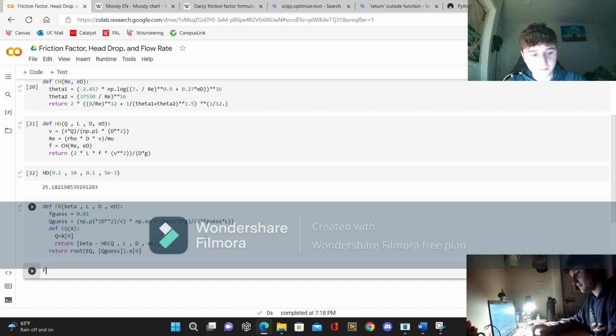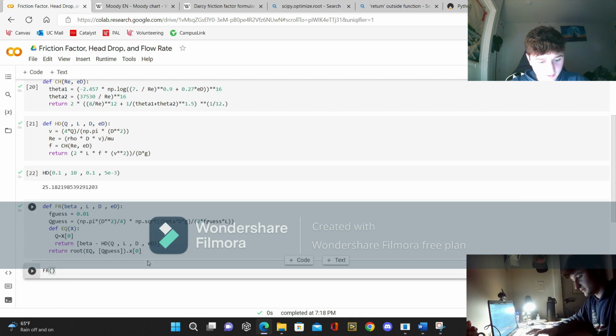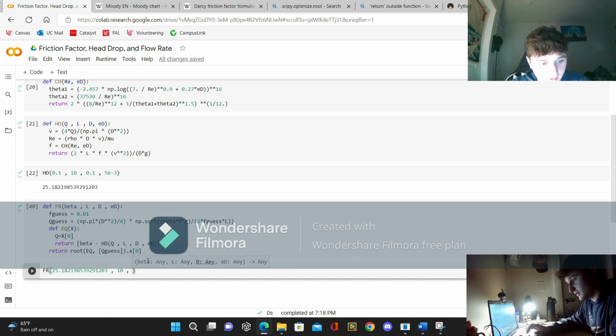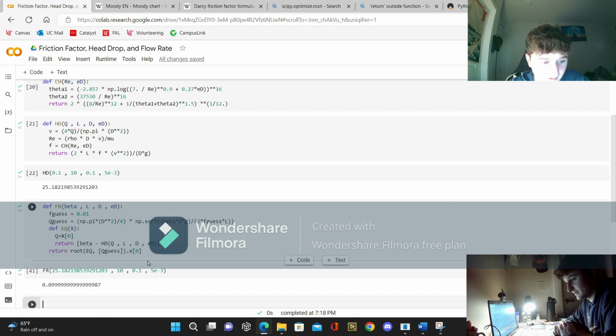Now all that's left to do is insert these up here, which for our beta we'll use this head drop, and see if our flow rate is going to be 0.1, 10, 0.1, and 5e to the minus 3. Shift enter, and praying we get 0.1, fingers crossed, and we got, yep, 0.1.